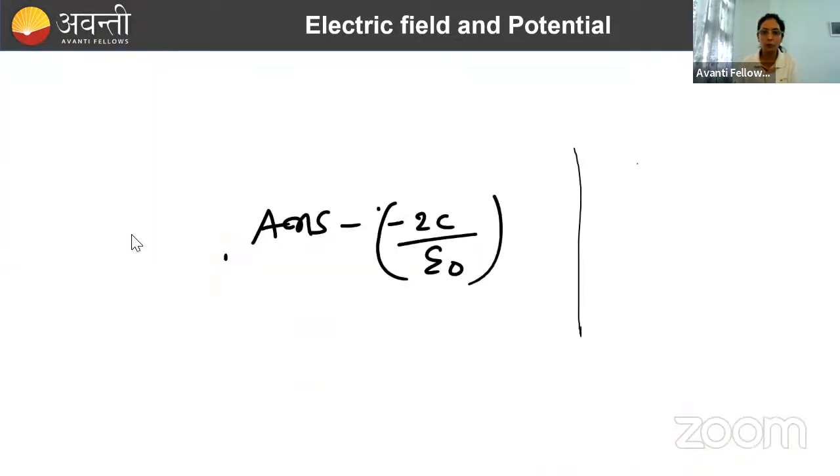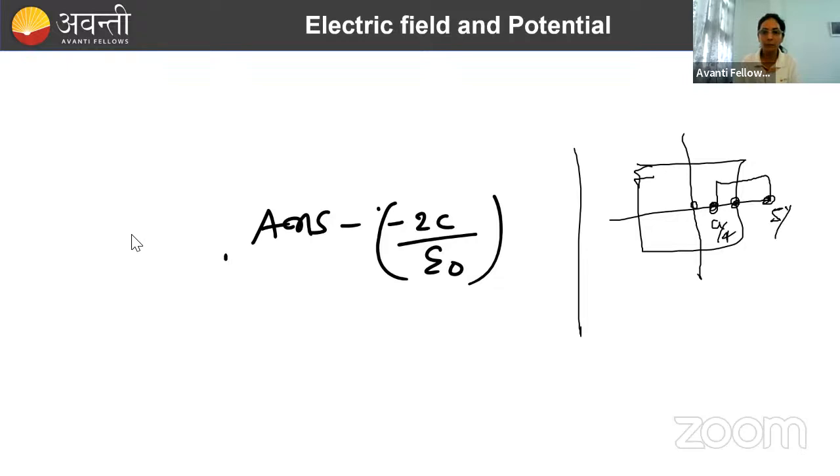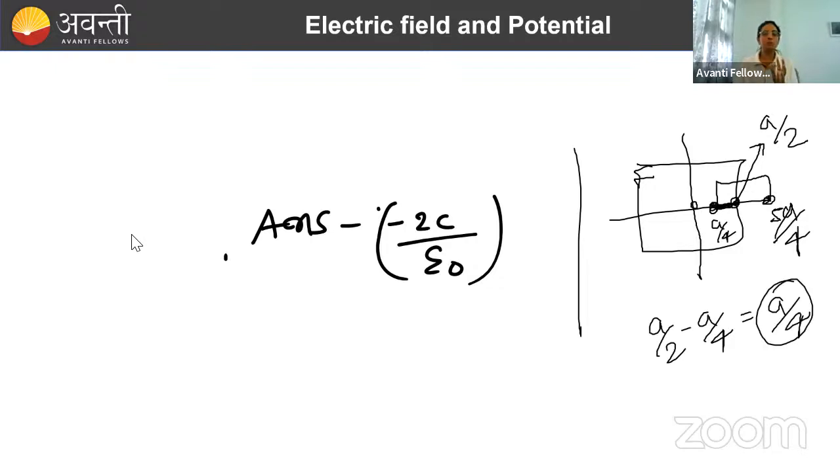If I show you, this was the case. The rod was from here to here. This is A by 4, this is 5A by 4, and the coordinate of this point is A by 2. So which portion of the rod is inside the surface? That is A by 2 minus A by 4. It means how much will you get? A by 4. So A by 4 portion of the rod is inside the closed surface.